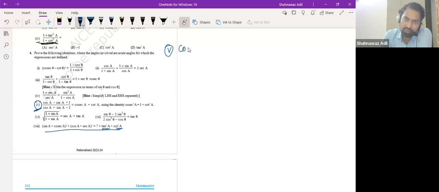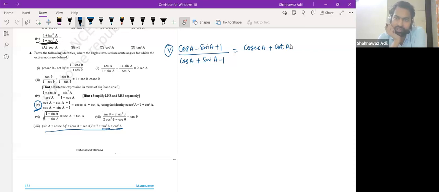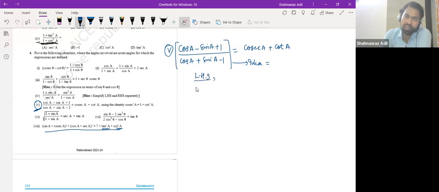So, cos A minus sin A plus 1 divided by cos A plus sin A minus 1, and that is equal to cosec A plus cot A, right? And we talked about this: whenever we have a fraction in the question, what was the idea to solve this? Rationalize. Absolutely right. Good.